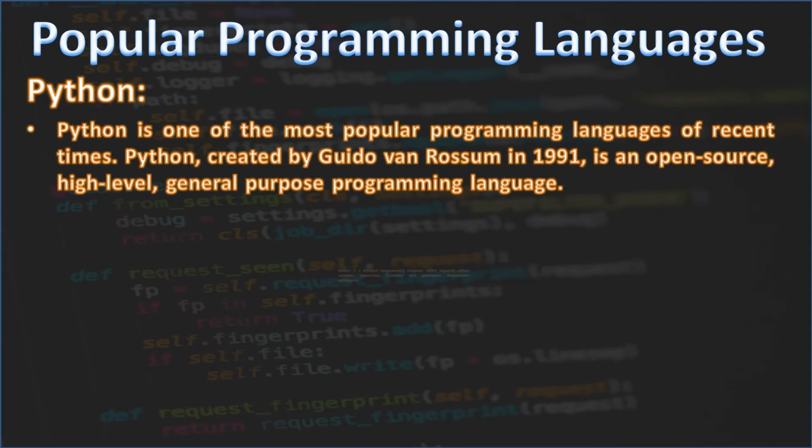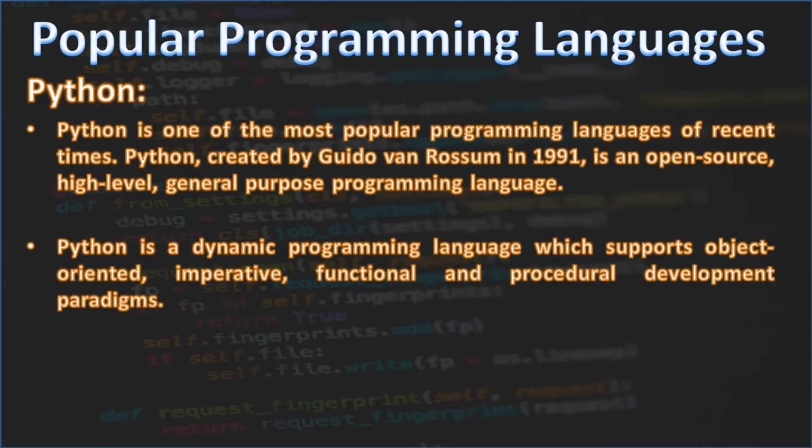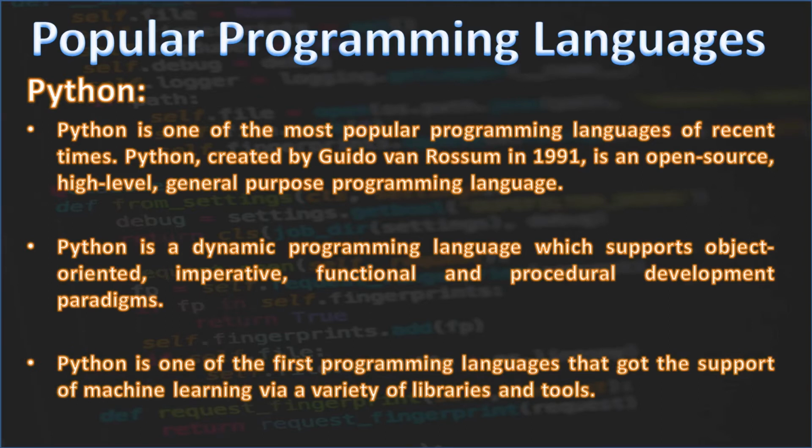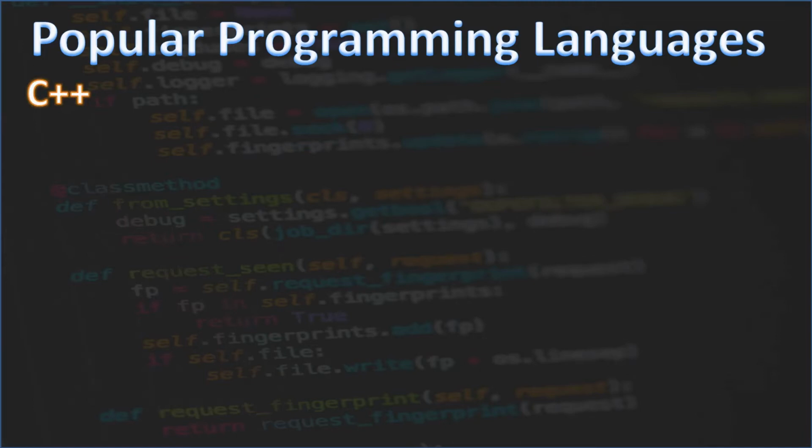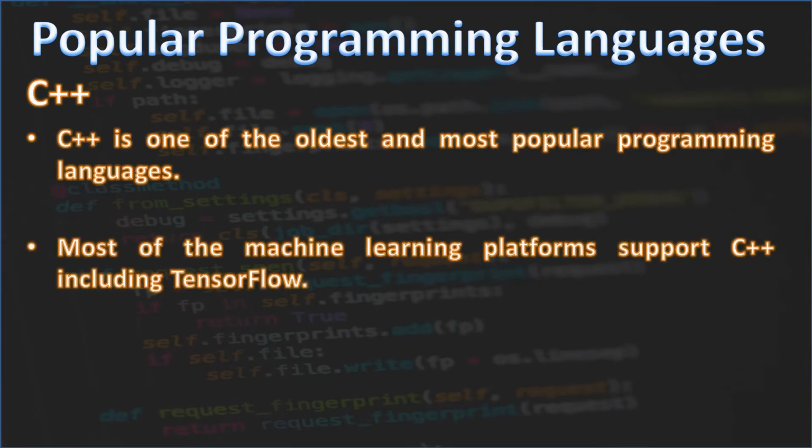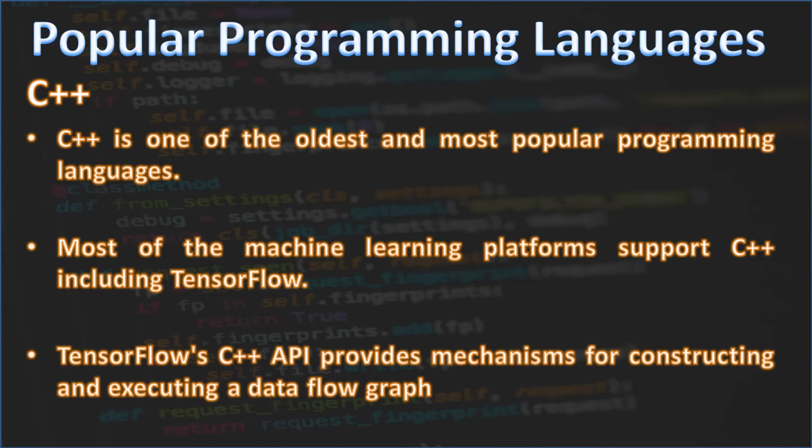So Python, as you might know, was developed in 1991. It is a very strong language which provides us object-oriented, imperative, functional, and procedural development paradigms. Python is the first programming language that we can find machine learning support for via a number of libraries and tools. And C++. As you might know, C++ comes from the root of C, which is a very important language. C++ is an object-oriented language, and C++ is used in the TensorFlow environment.